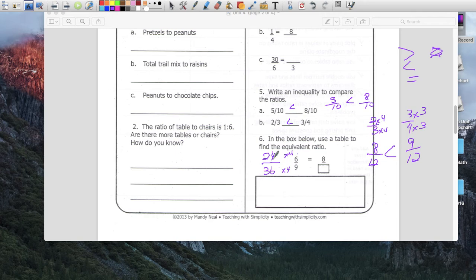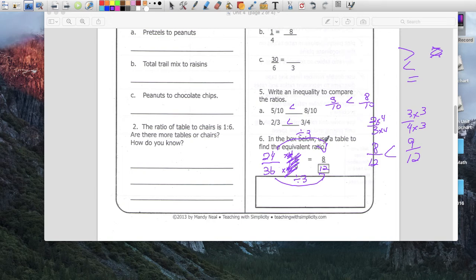The reason I have 24 is because the 24 now has a relationship to 8. So 24 was a good number. I'm going to use 24 over 36 to now find my denominator here. What's the relationship between 24 and 8? 24 to become an 8 is divide by 3. So 36 divided by 3 will give you 12.